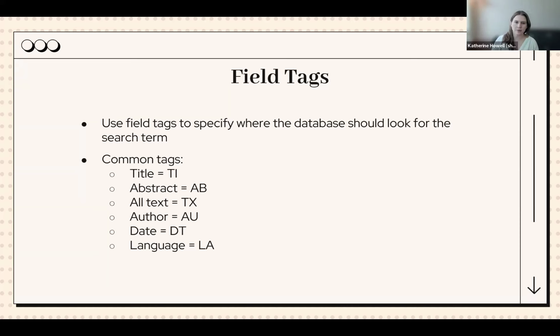Frequently, people will use title, abstract, or alt text. Alt text is, I believe, the default if you don't enter any tag at all. So the title will tell it, I want you to search for these keywords and they must be in the title of the articles that get returned. Same thing with abstract. Alt text will look at any of the entry fields. And then some other options are you can do author, date, or language.